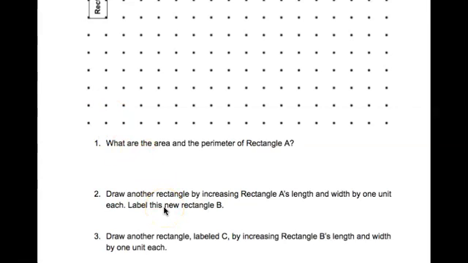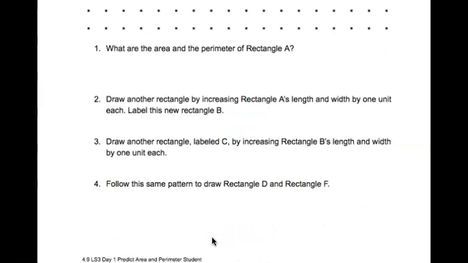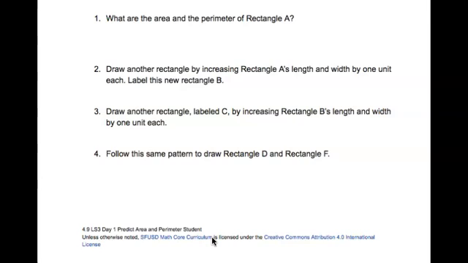Label that new rectangle, rectangle B. Then you're going to draw another rectangle labeled C. And again, you're going to increase it by 1 unit. You're going to follow that same pattern, and you're going to draw a rectangle D and a rectangle F. Again, rectangle D will be 1 more length and width from C, and then F will be 1 more length and width from D.